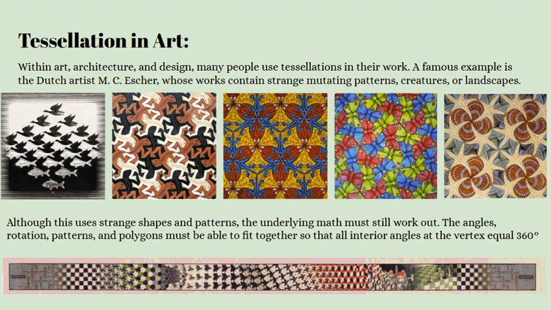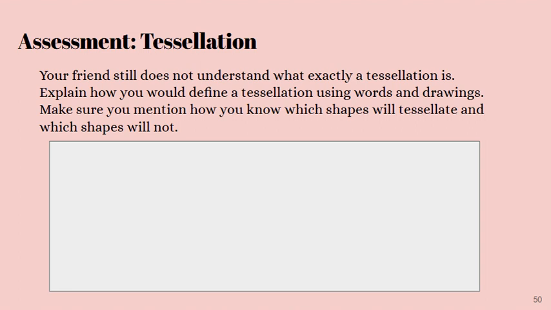So to finish up the work on tessellations, you have an assignment that you need to do, where basically you have to explain to a friend that missed class how you could define a tessellation. You can use words, drawings, etc., and make sure you make mention of knowing which shapes will tessellate and which shapes will not. Hint, hint, make sure you talk about which angles they have to add up to at any given point.